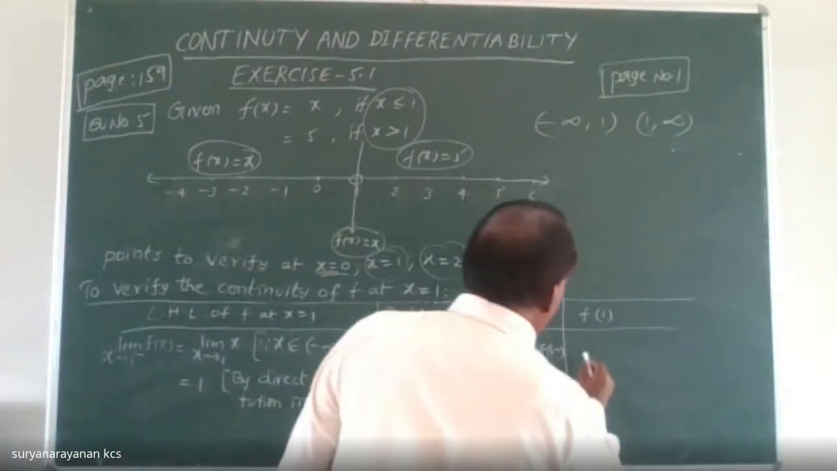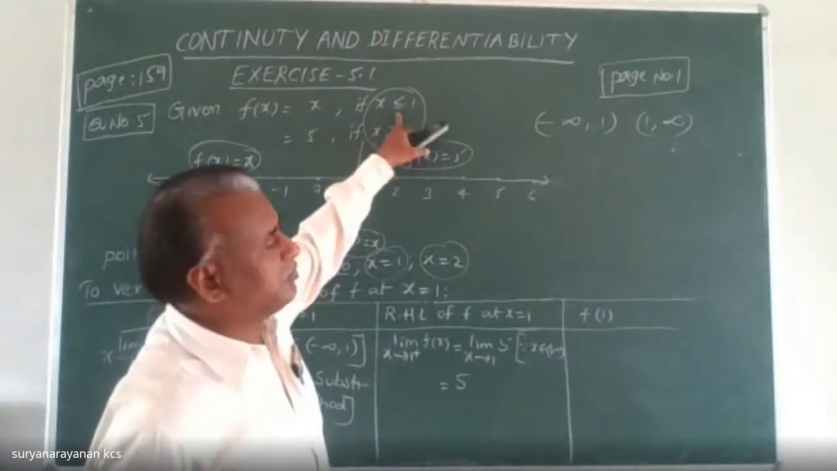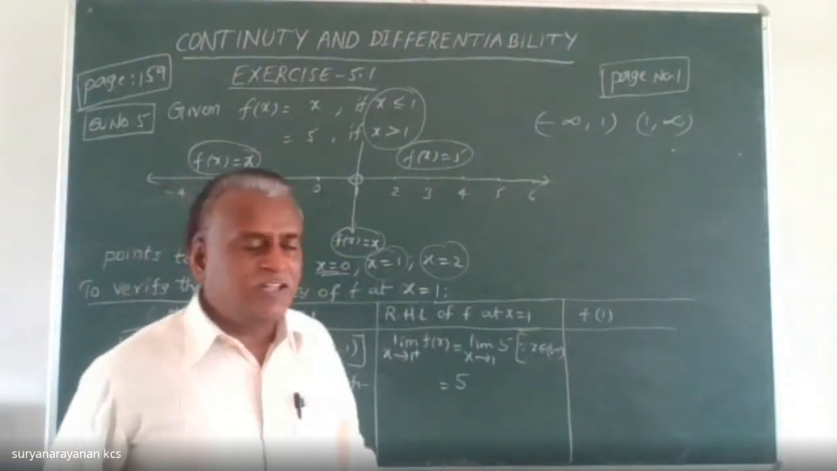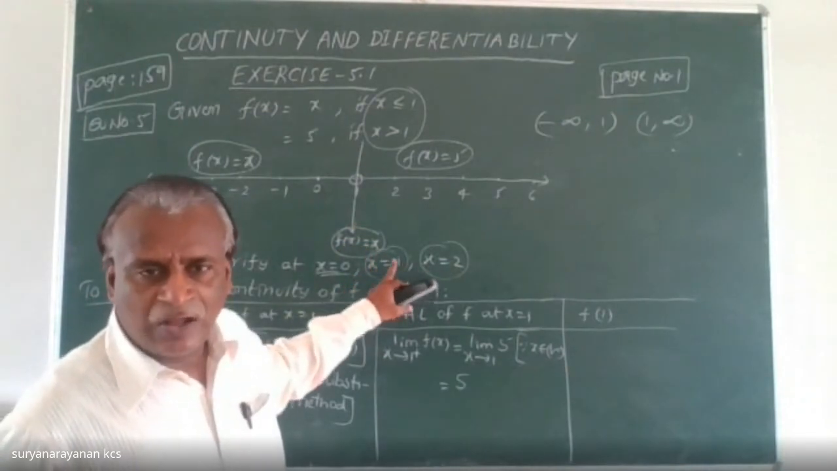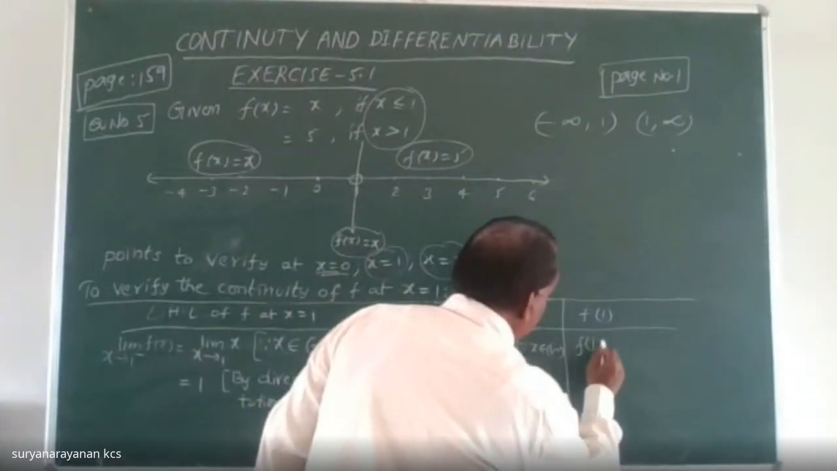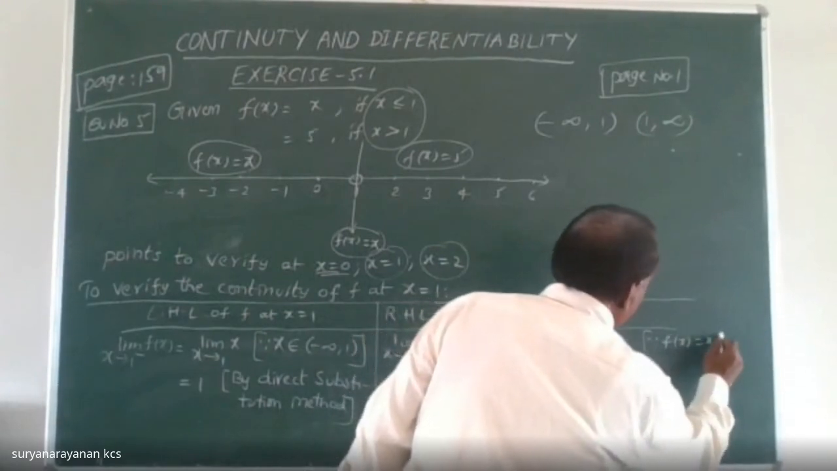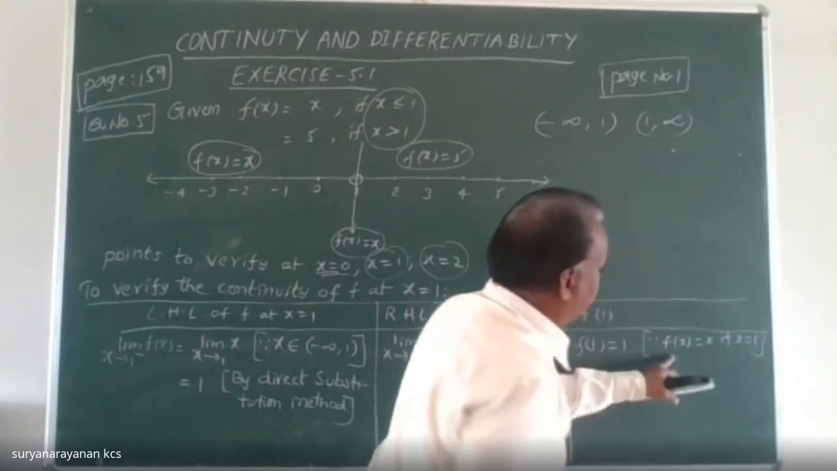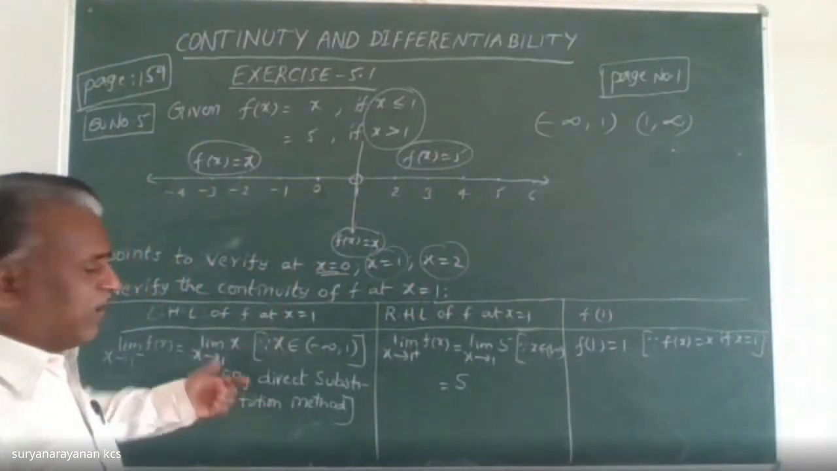Now let us find f of 1, that is, at x is equal to 1. If x is equal to 1, what is f of x here? In this function, particularly at x is equal to 1, f of x is equal to x. So f of 1 is equal to 1, because f of x is equal to x. If x is equal to 1, the function f is defined like this, f of x is equal to x only. Now tell me, what is left hand limit?